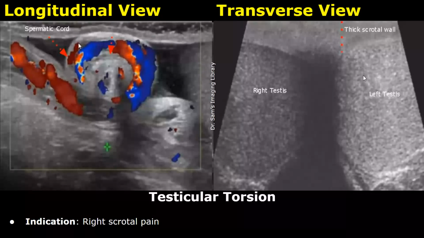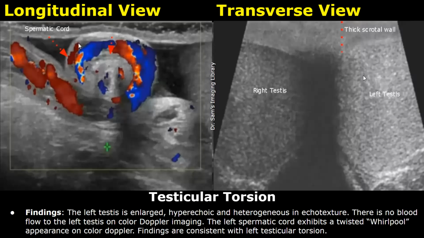This is a report for testicular torsion. The indication is right scrotal pain. These are the findings. The left testis is enlarged, hyperechoic and heterogeneous in echo texture. There is no blood flow to the left testis on color Doppler imaging. The left spermatic cord exhibits a twisted whirlpool appearance on color Doppler. Findings are consistent with left testicular torsion.